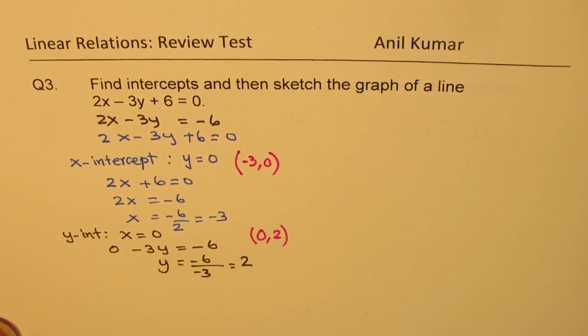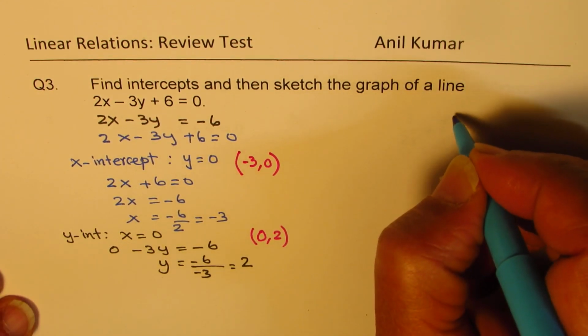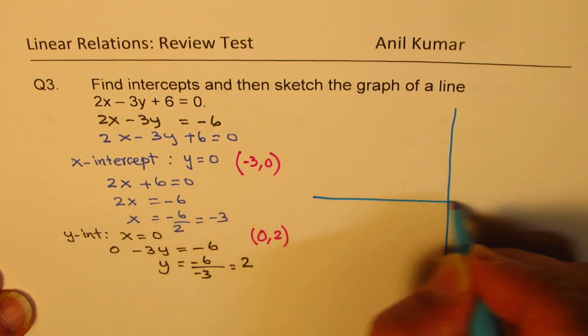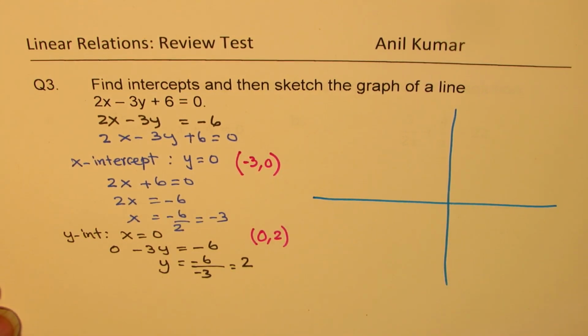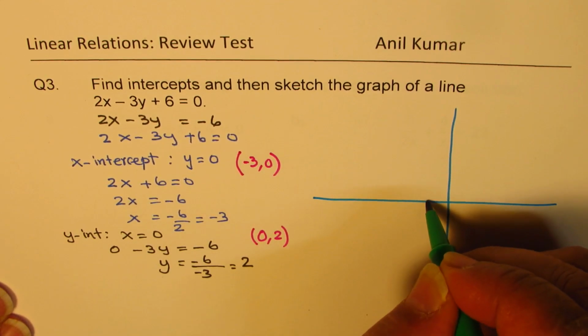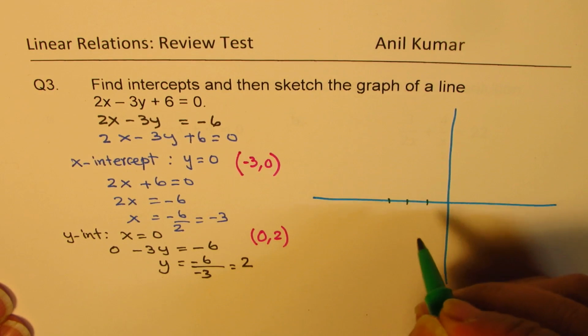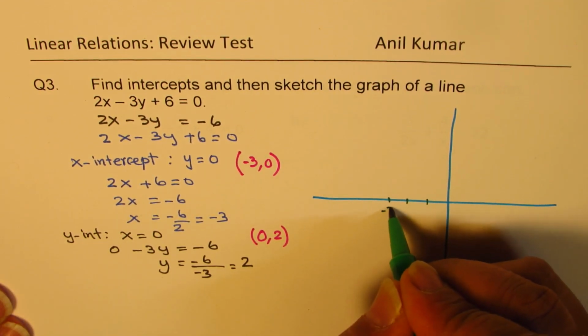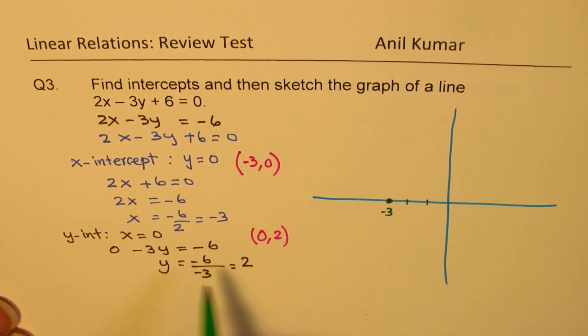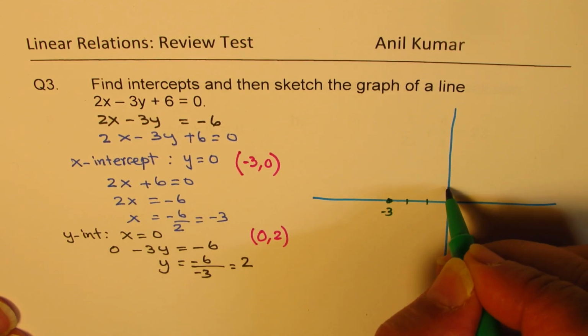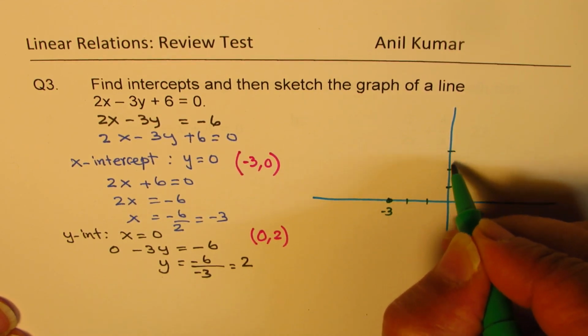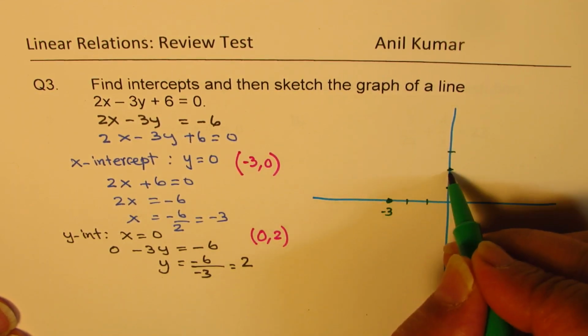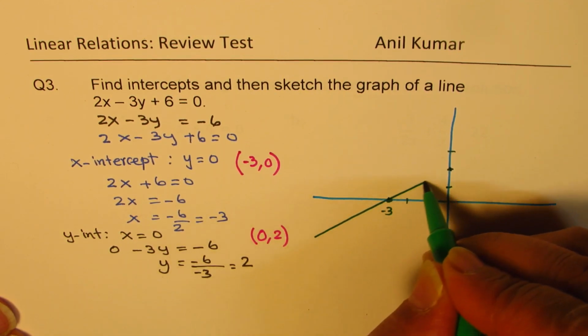Correct? Now to sketch, I'll do a rough sketch. So we have 2 intercepts. Okay. So in this diagram, we are looking for x-intercept of (minus 3, 0). So let's say this is 1, 2, 3. So that becomes minus 3. So that is the point. And the y-intercept is 2. Let's say 1 and 2. Right. So this is the point. So joining these two, we get our line. Clear?